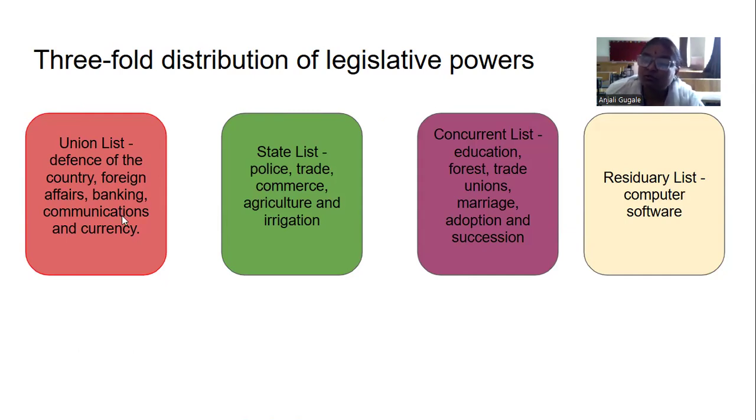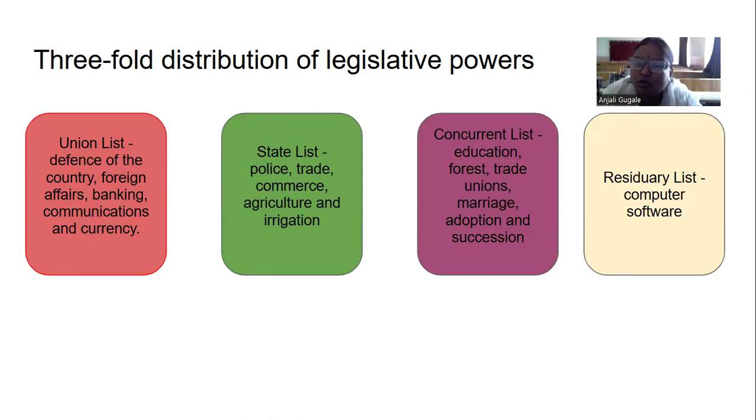Banking, communications, printing of the currency notes, safety of the country. When we are talking about communications, in today's times technological advancements have taken place, so telecommunications, online communication, internet communications, they all come under the central government. Then the state list: the local police, the police of the state government. Trade, commerce, agriculture, irrigation, all these come under the state list.